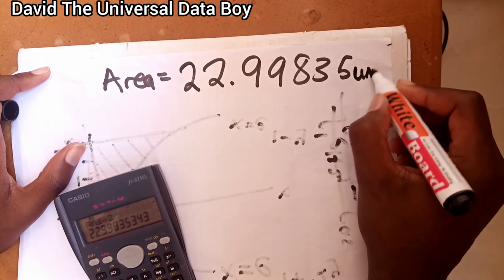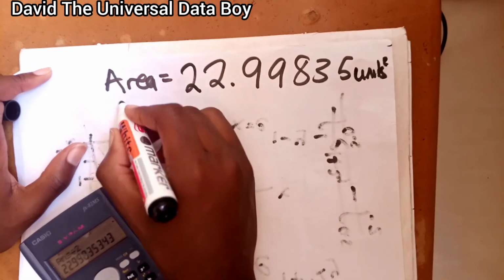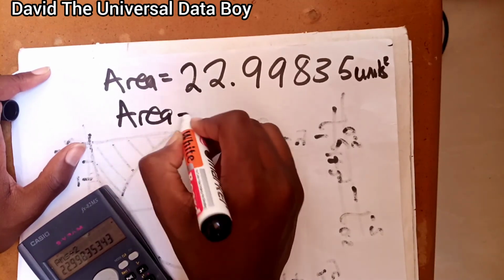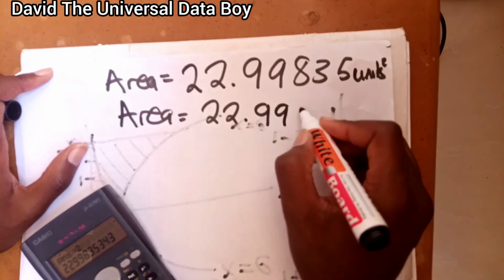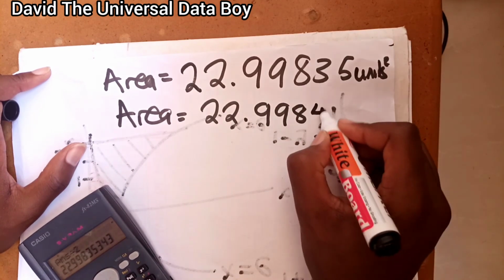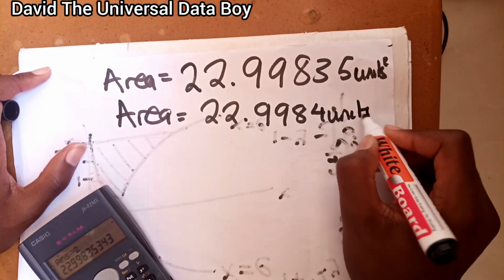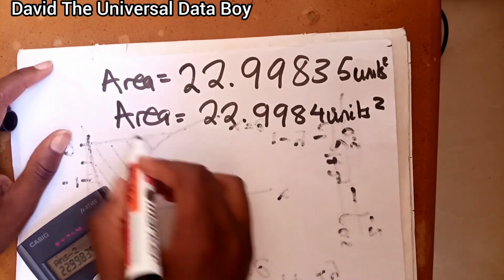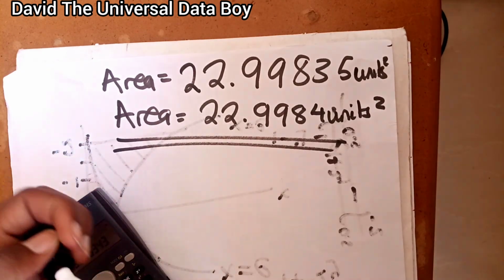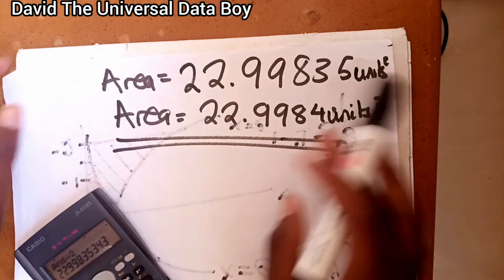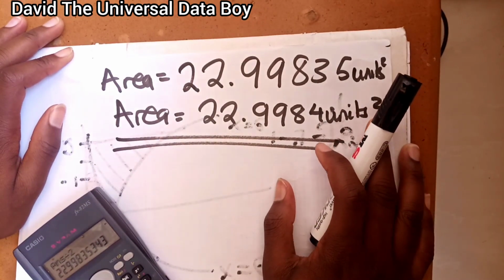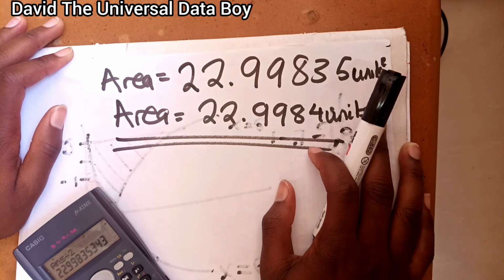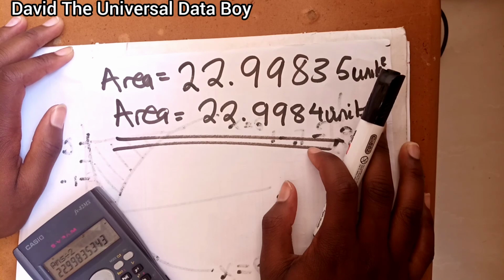just say units squared. Then we can actually round this off to area is equal to 22.9984 units squared. And that's all. You've actually found this question. It looks lengthy, but it's something that's short. It's just because I was doing a couple of explanations as we were going on with the question. So that's all from me, and test 1 is also done as well. So stay tuned as we go to test 2.